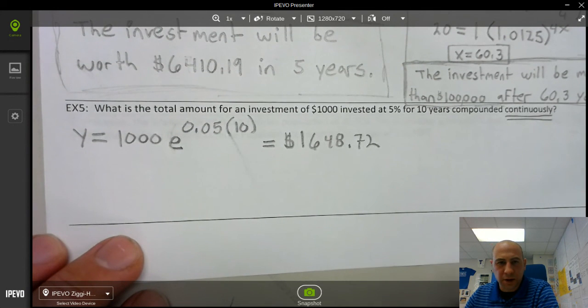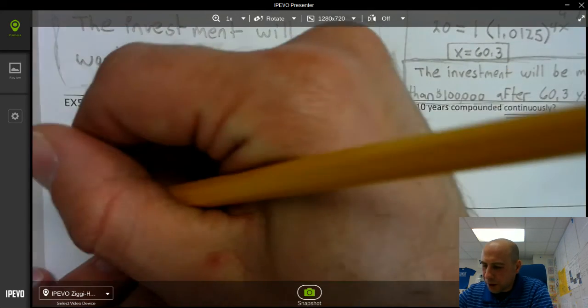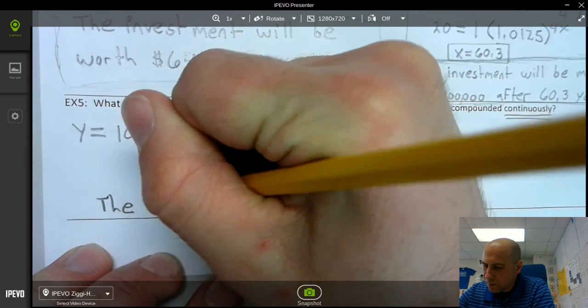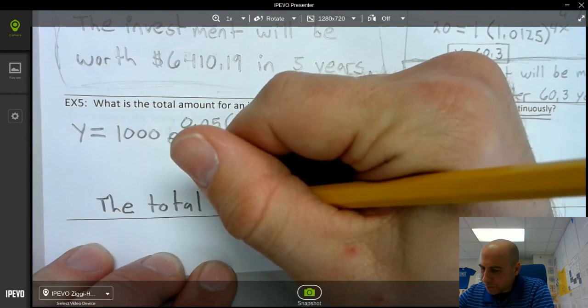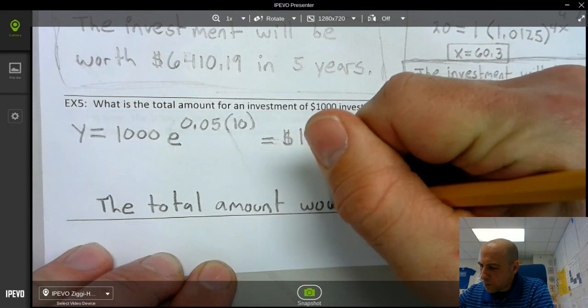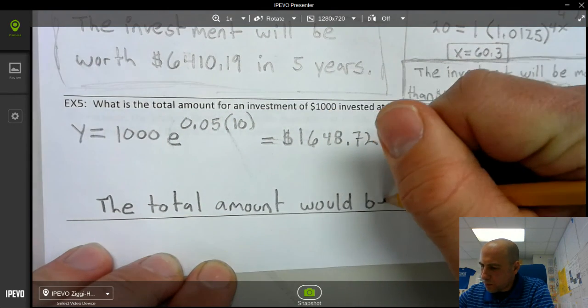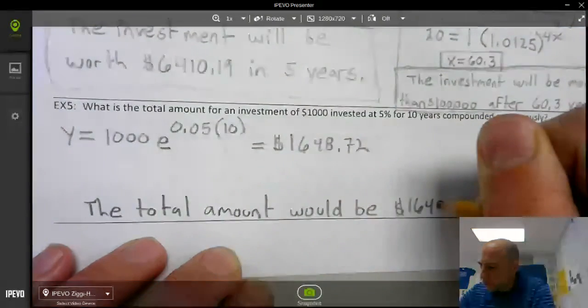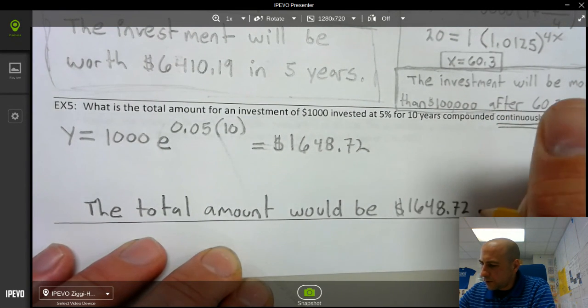Okay, so again, you always want to conclude. It says, what will the total amount be? And you would just say the total amount would be $1,648.72.